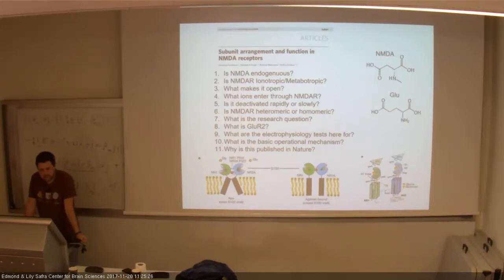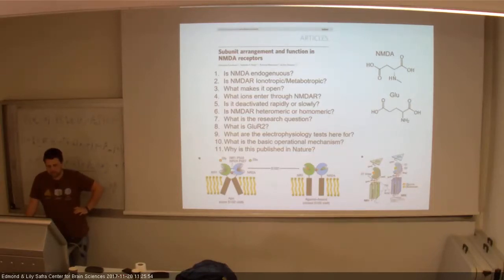We didn't talk about ionotropic and metabotropic, I'll just skip it. What ions enter through an NMDA receptor? So calcium, and like we will learn in this class also, and you'll learn in the rest of your biological life, calcium does everything in the cell. Everything is controlled by calcium. So the fact that calcium enters here is very important.